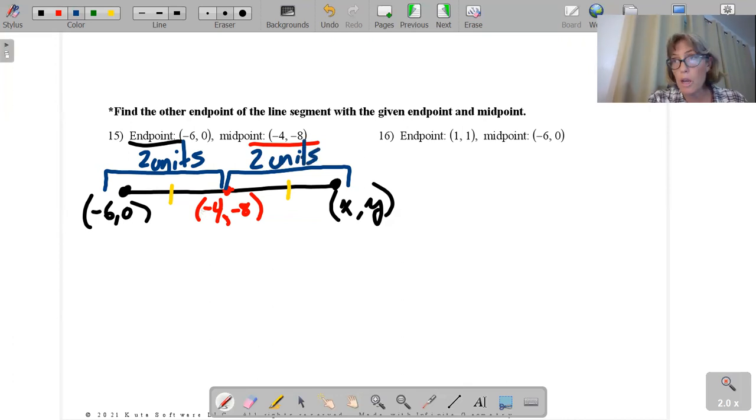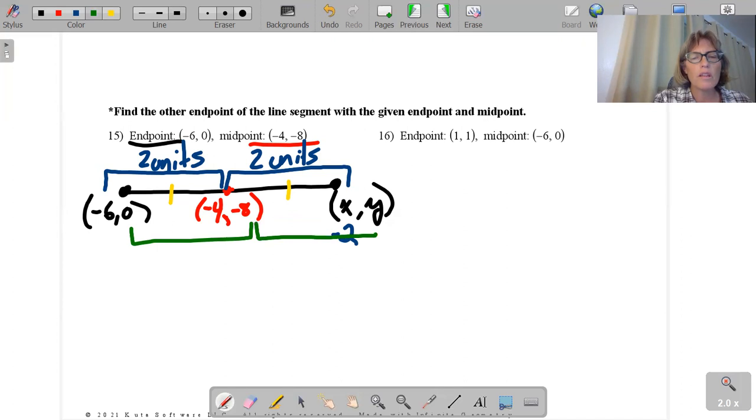And we're going up the number line from -6 to -4. So what's 2 units away from -4? It's going to be -2. Y is found in the same way.